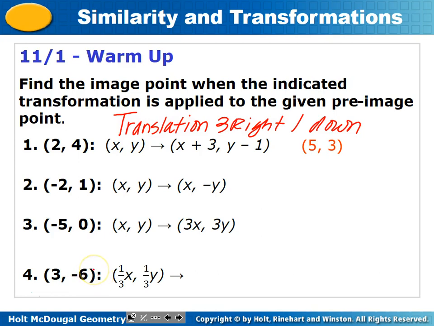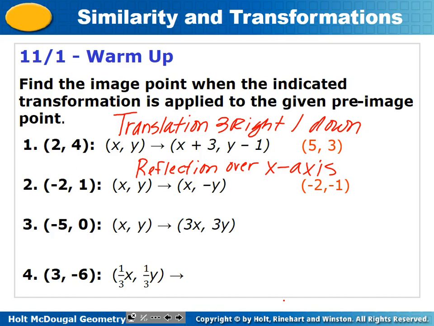Number 2, the transformation of (-2, 1) is (x, -y). When I taught this, I taught my students that when there's a reflection over x, it changes y, and when there's a reflection over y, it changes x. So we see a change in y here. So this is again a reflection over the x-axis because it's a change in y. This time we're just going to change the sign of the y value, and so that's (-2, -1).